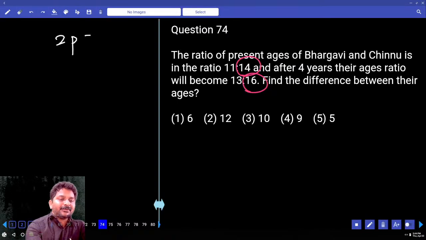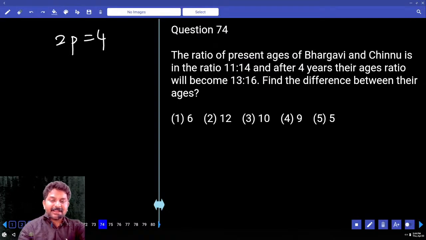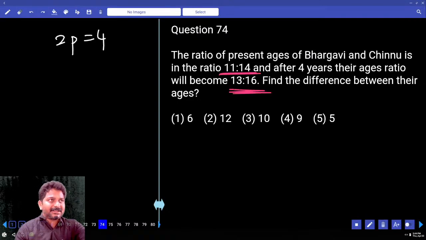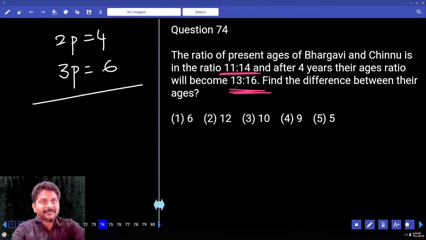That is equal to 4 years. That means 1 part is equal to 2 years. And the question is about their age difference only. At any time, at present or after 4 years, for any two members, the age difference must be the same, which is 3 parts difference, equal to 6 years.